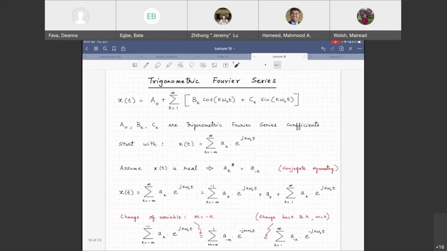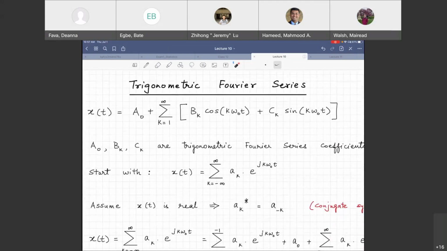Trigonometric Fourier series. Why trigonometric Fourier series? Well, one orthogonal set of functions was complex exponentials. But that is not the only orthogonal set that we have. Another orthogonal set can be a cosine and a sine. Those are also orthogonal functions. So let us see if we can represent any continuous time signal that is periodic in this particular form.